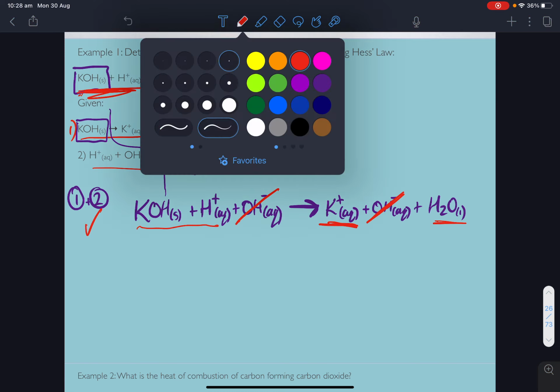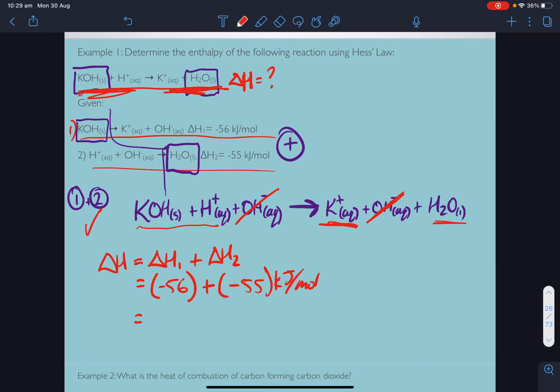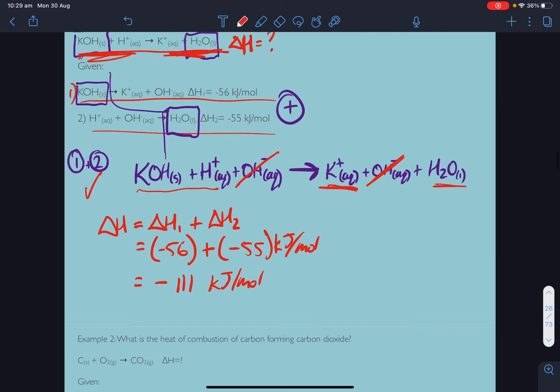So therefore, to find the enthalpy, it is going to equal the same thing that I did to the equations. Okay, I need to take the enthalpy of 1, because I took equation 1, and I added it to equation 2, so I'm going to add it to enthalpy 2. Okay, now I can put the values in. So I've got negative 56 kilojoules per mole plus negative 55 kilojoules per mole, and that equals negative 111, doesn't it? Kilojoules per mole. Didn't need to get out my calculator there. Okay. So a nice simple one to start off with, where we just had to add them in the correct stoichiometry, and we didn't need to reverse anything.